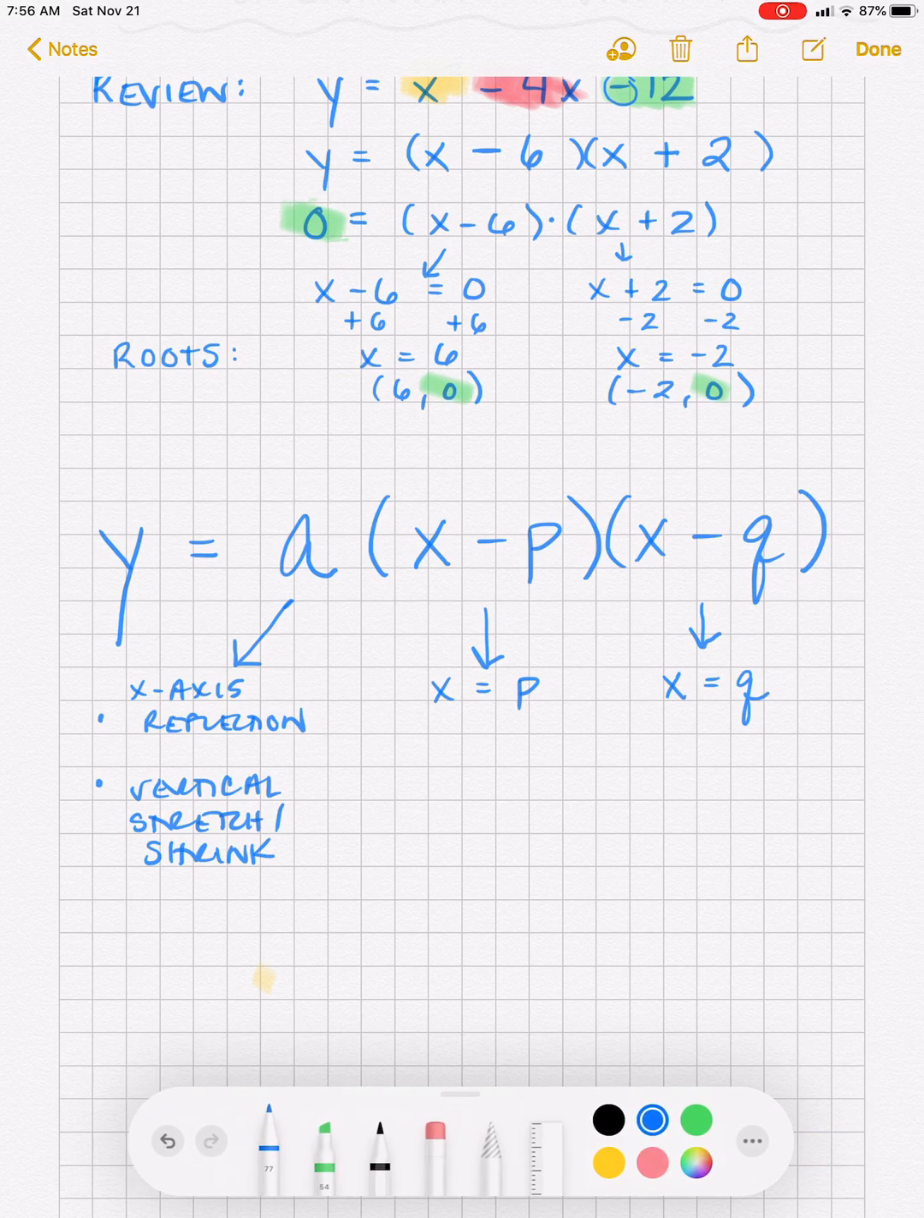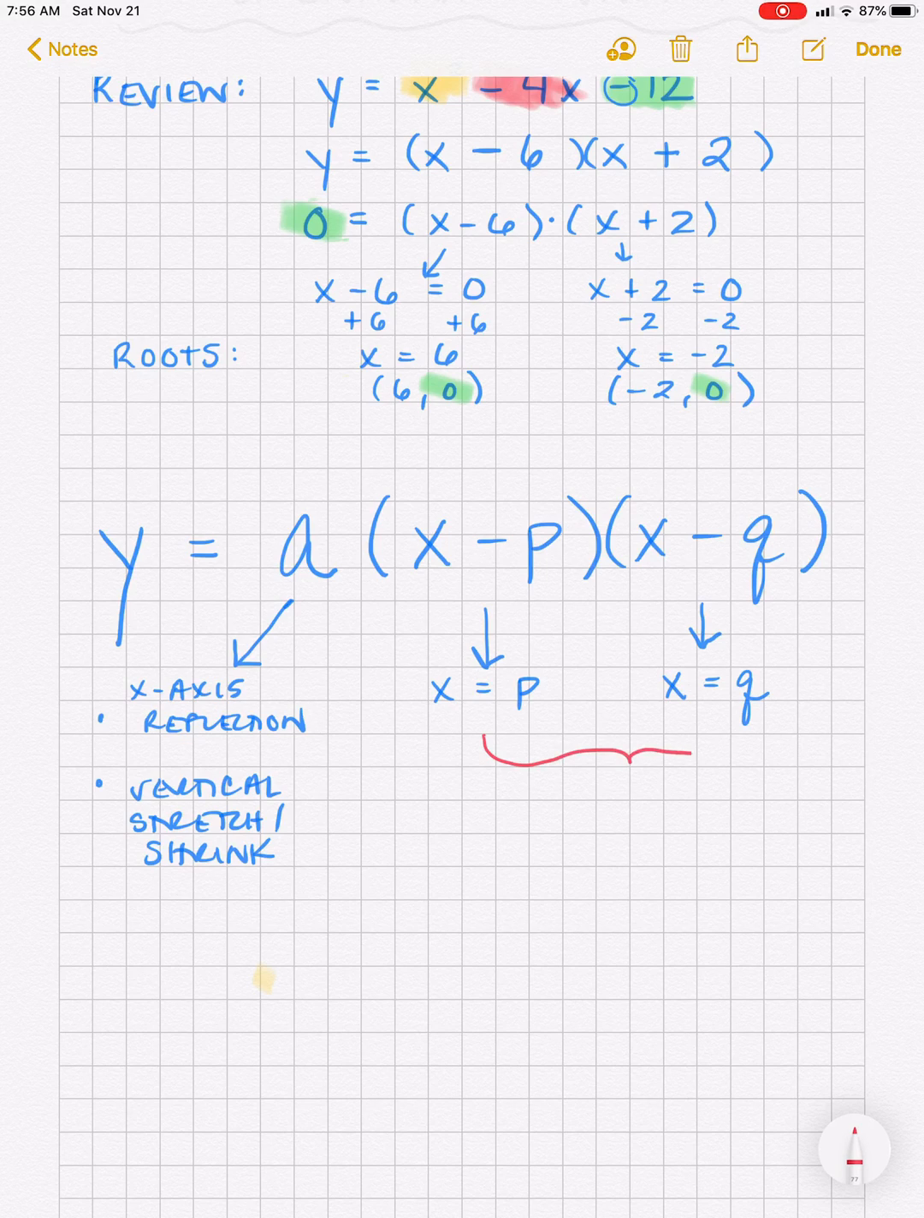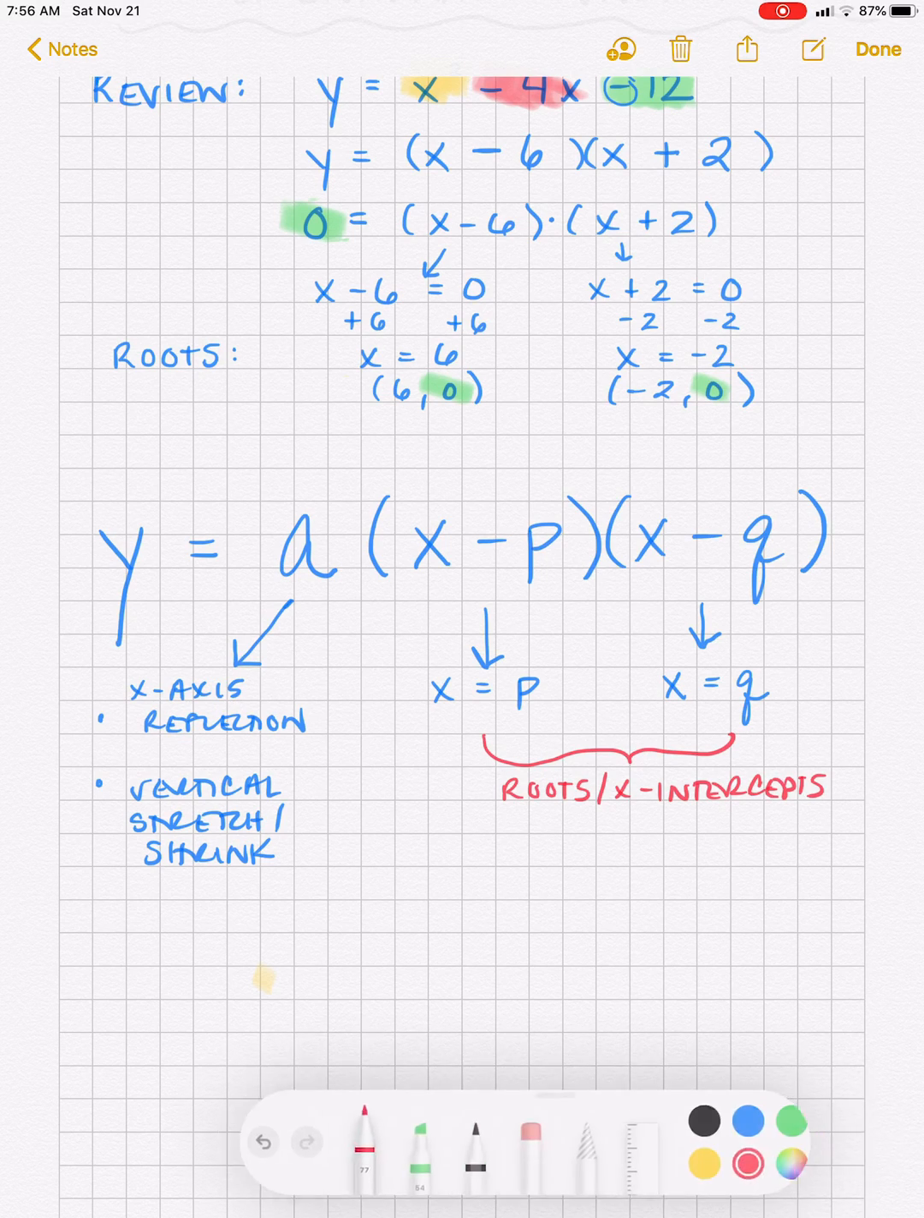Maybe I'll make a little note right here. I feel like I'm missing something. Maybe we should denote that the roots, or the x-intercepts, are going to be x equals p and x equals q.